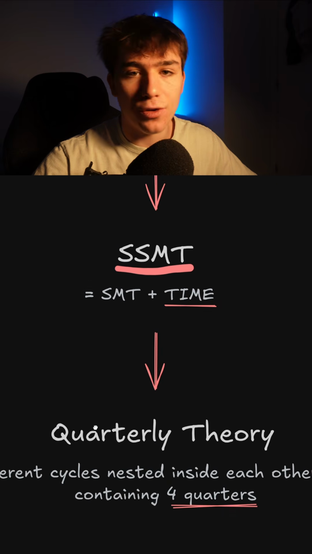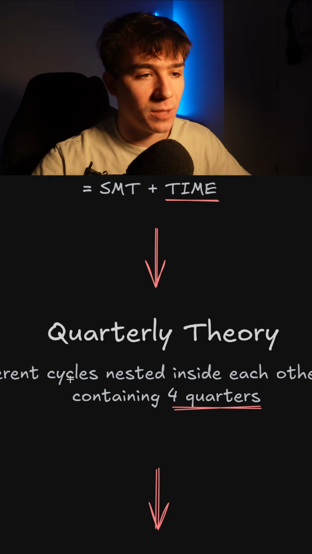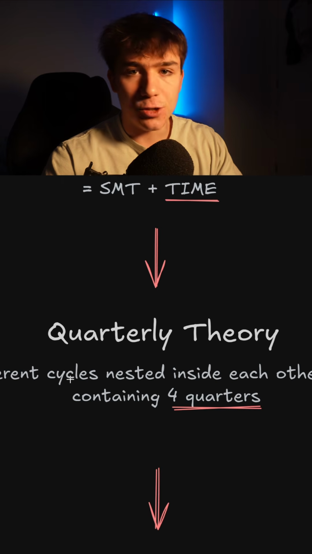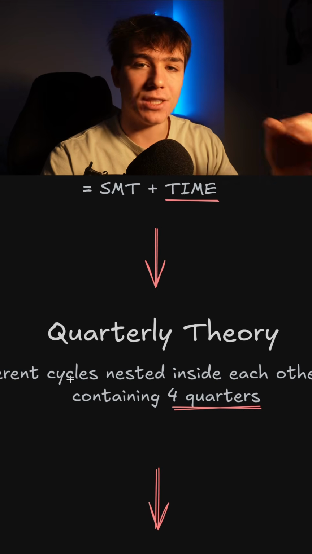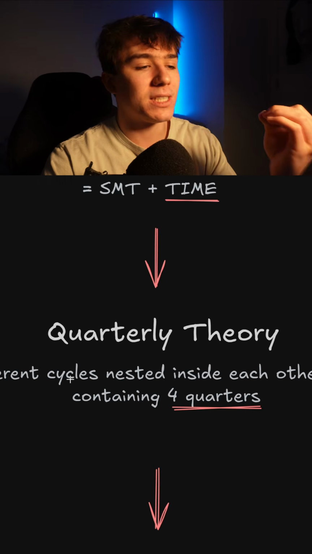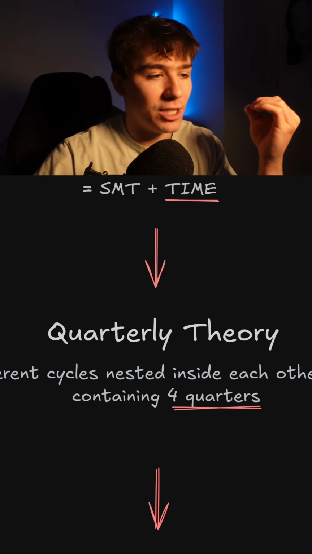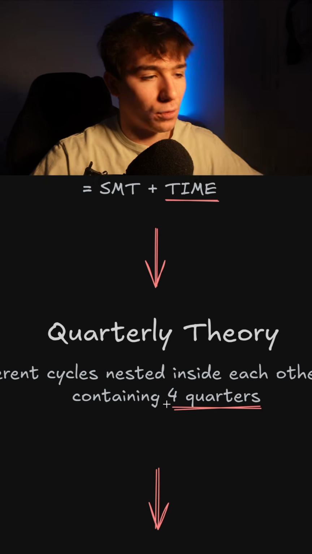And what this is, we first need to understand what quarterly theory is. Credits to Trader Day, he's the inventor of this. And basically what quarterly theory talks about is that time is fractal and that there are different cycles nested inside each other, each containing 4 quarters.